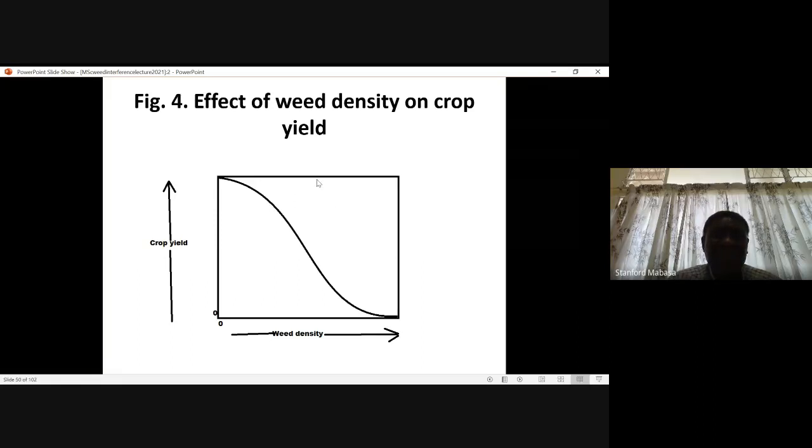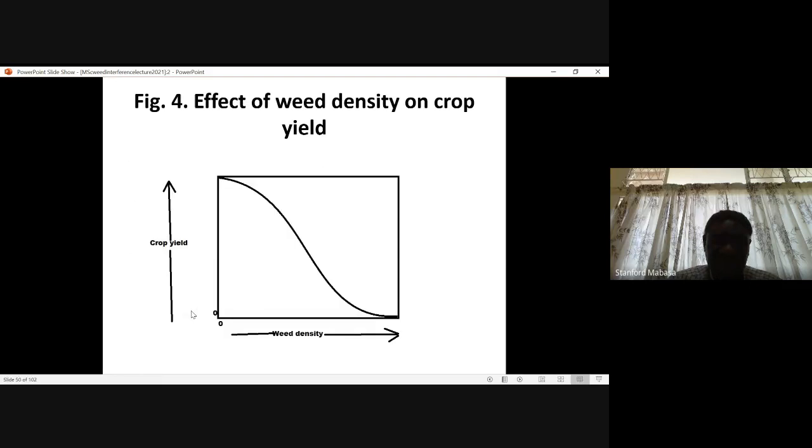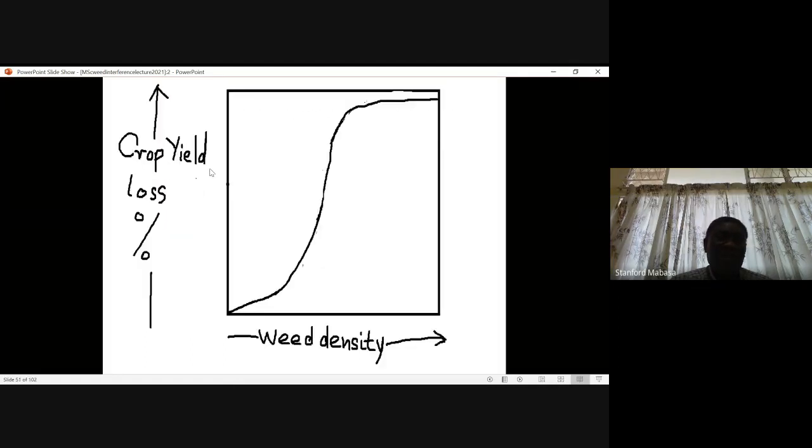Again, here we are trying to show the effect of weed density on crop yield. We are increasing weed density. Here we've got our yield.